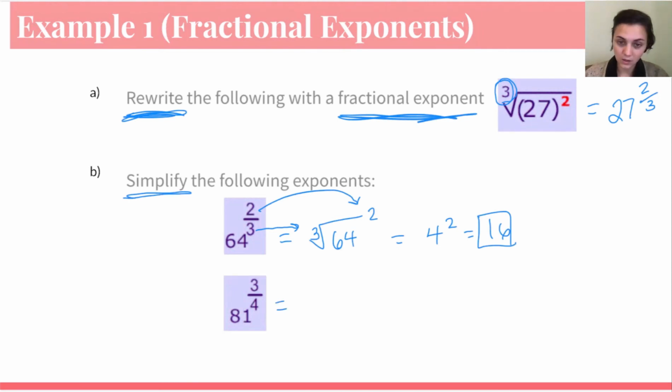Go ahead and rewrite this one first. What'd you get? Okay, so this is 81. The root is 4 and the power is 3. Fourth root of 81. I think we already did this problem. Fourth root of 81 is 3, and then the power of 3 is still there. 3 cubed is 27.